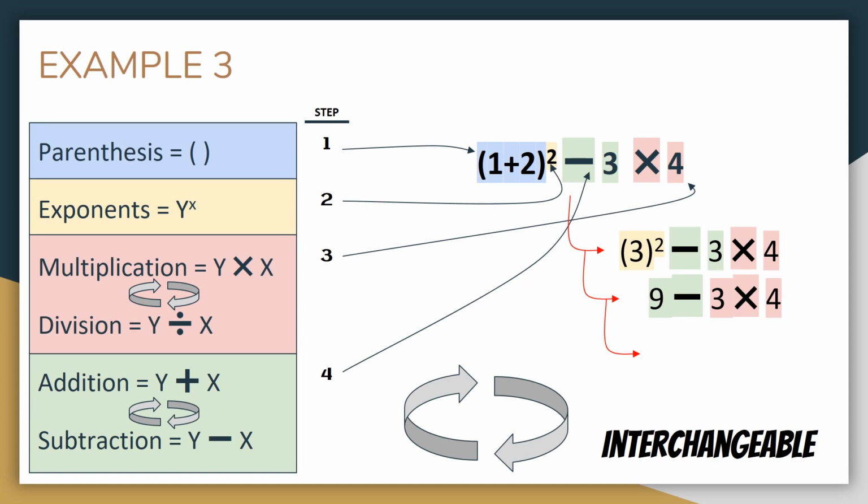So let's do what they're asking us. What is it telling us? What's 3 times 4? Now if we do 3 times 4, that's going to give us 12.